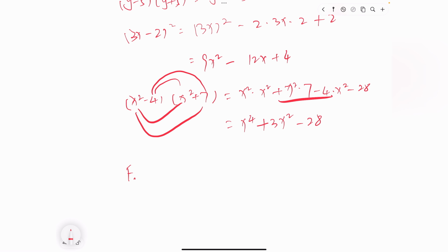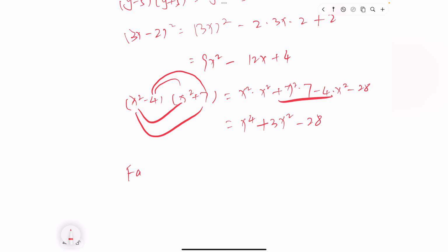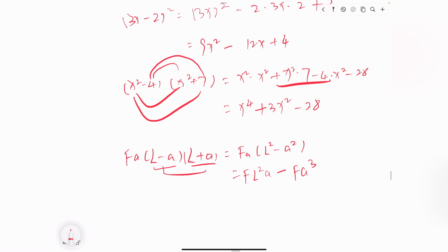We have F A. Let's use F A times (L - A)(L + A). So here is a difference of two squares. So it will be FA times (L squared minus A squared). So we have F L squared A minus F A cubed.